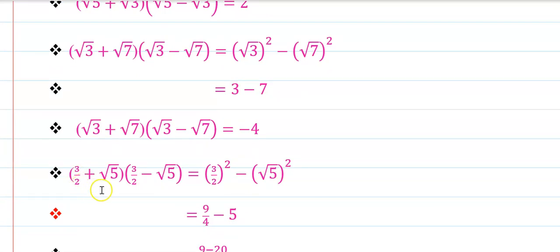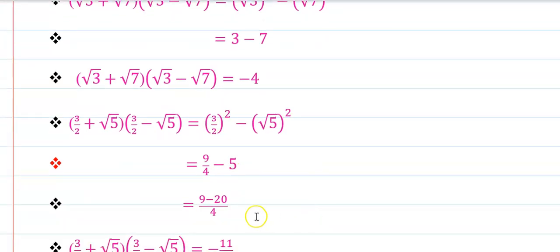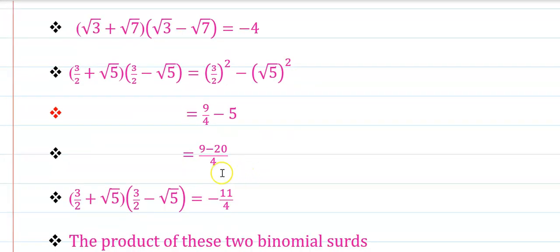Next is 3/2 plus root 5 in the second bracket 3/2 minus root of 5. Here is a plus b into a minus b. Then you will get a square minus b square. That is 3/2 bracket square minus root of 5 bracket square. 3/2 bracket square, you will get 9/4. Minus root of 5 bracket square means you are getting 5. Therefore, now simplify this. 9/4 minus 5.